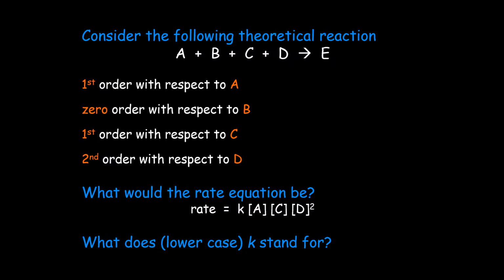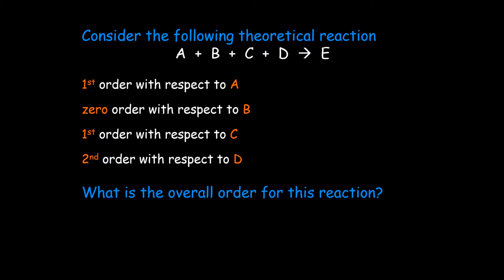Now rate equals k, which is the rate constant, times the concentration of A to the power of 1, times the concentration of C to the power of 1, times the concentration of D to the power of 2. Now the lowercase k is the rate constant. Now the overall order for this reaction is fourth. You simply add the orders.